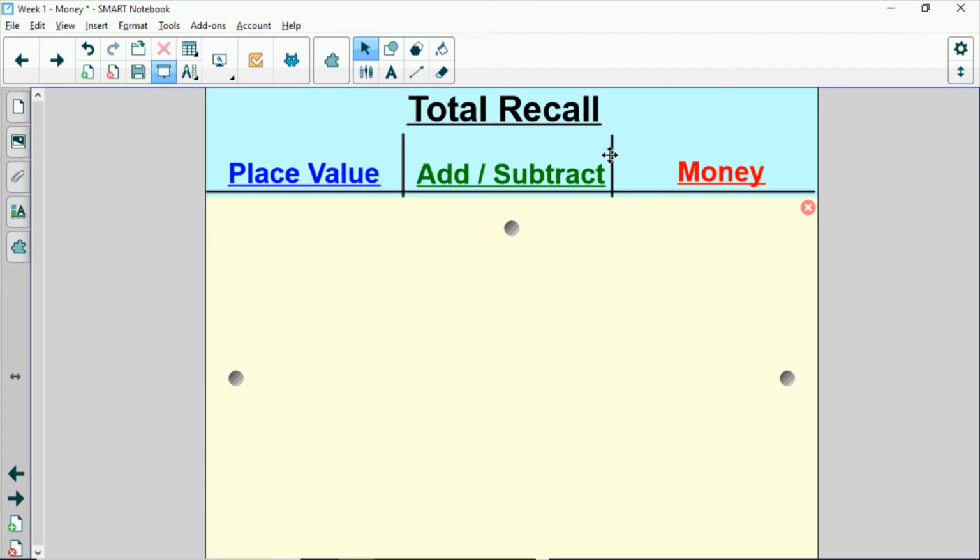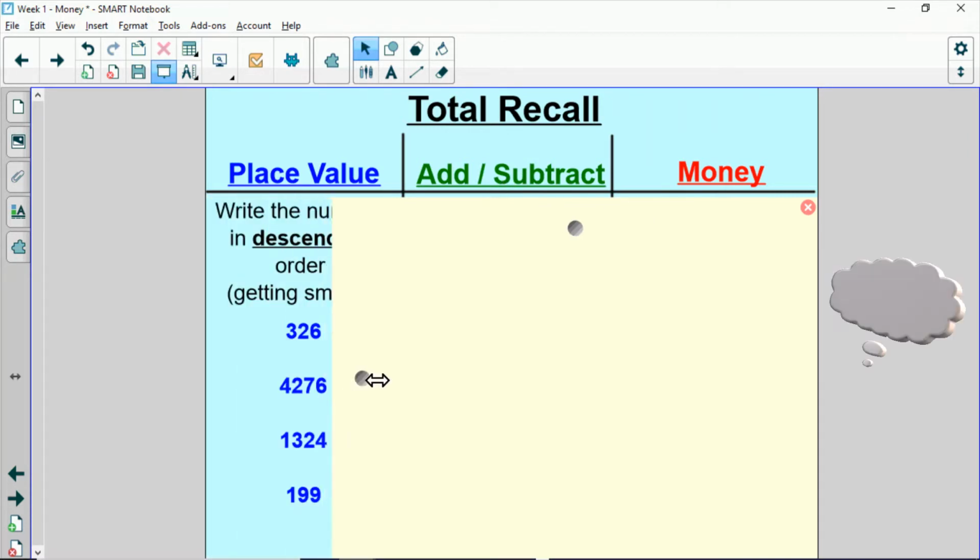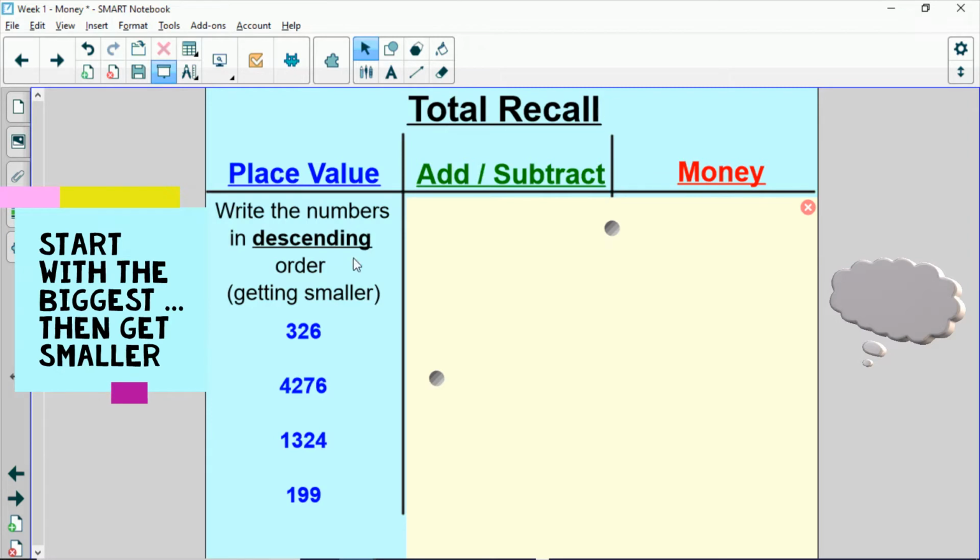Again, we've got three main areas here: place value, addition and subtraction, and money. Our first question says this: write the numbers in descending order. Now, if you remember, yesterday we had ascending, today's descending. That means you start with the biggest number and get smaller and smaller.